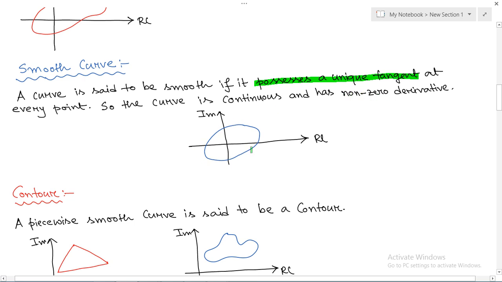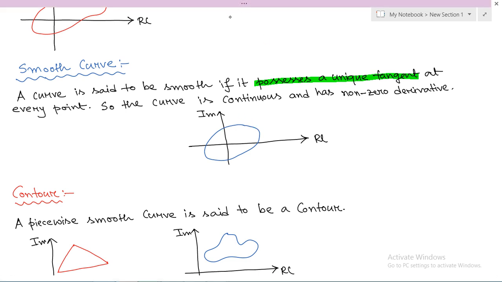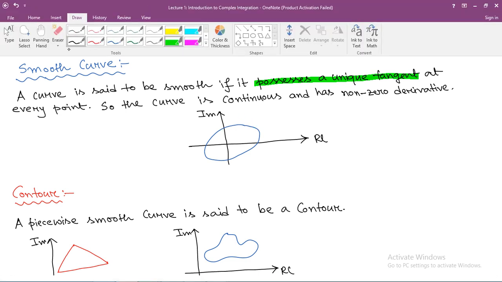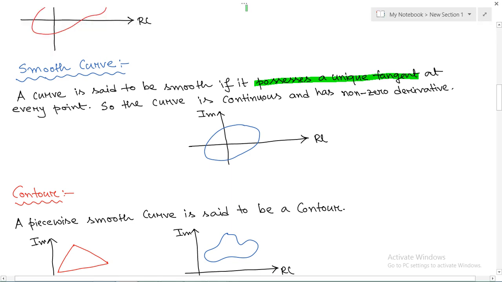So this curve is just an example of a smooth curve. At each and every point you will be able to draw one unique tangent, right? And everyone knows what a tangent is. It is a straight line which will touch the curve at some particular point. If we draw a tangent at each point, that means these are points where we will be able to differentiate the curve.